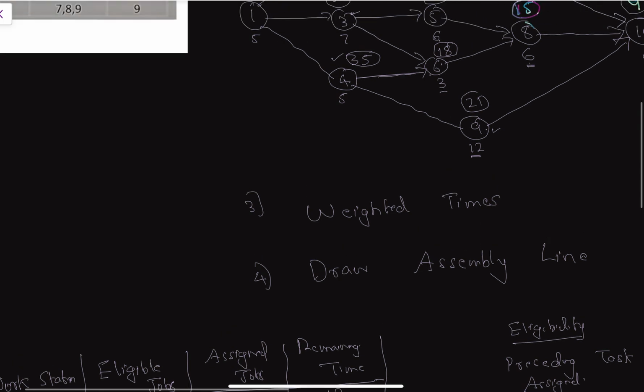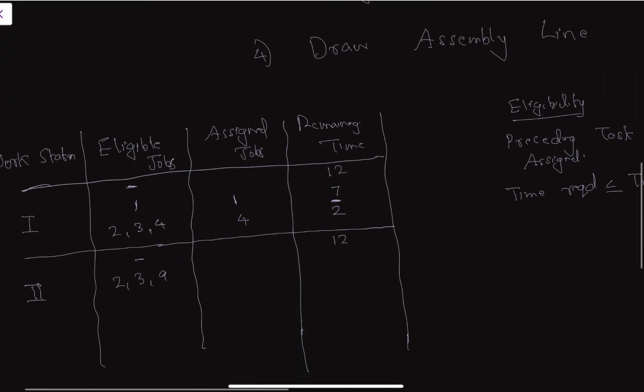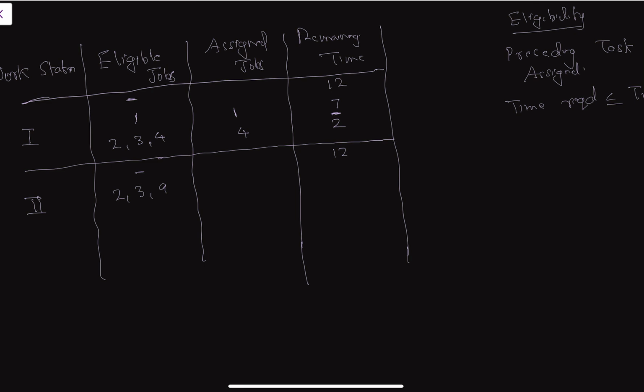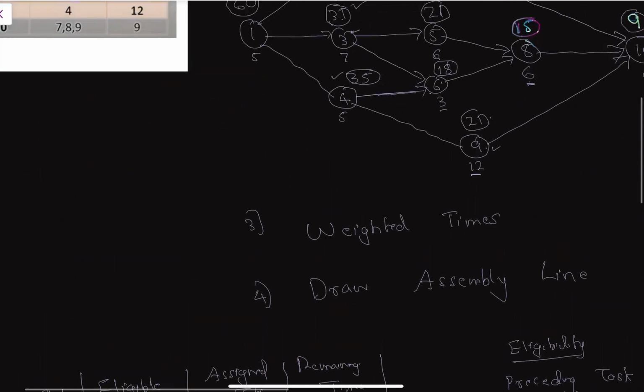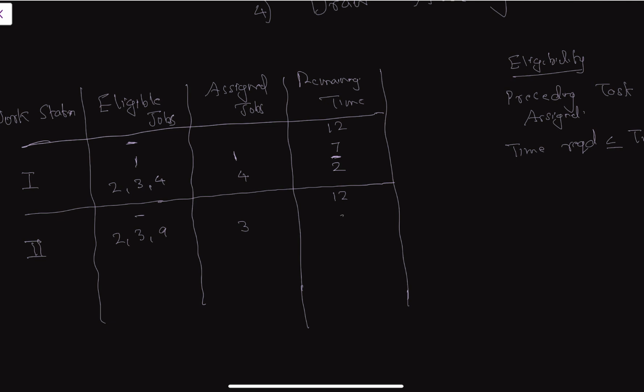So let us look at the weighted time. For 2 it is 16, 3 is 31 and for 9 it is 21. Of course 31 is the highest, so you will select job 3 for this workstation. First you will assign 3, and the duration for 3 is 7. So the remaining time is 5.